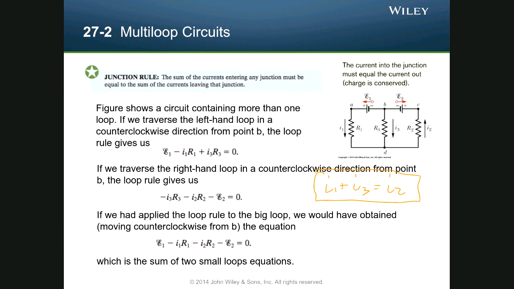So with the junction rule here, that's the current going in. I3 and I1 are coming in to point D, so that's I1 plus I3. The current in has to equal the current coming out. So the junction rule says that I out must equal I in. That's the first question.